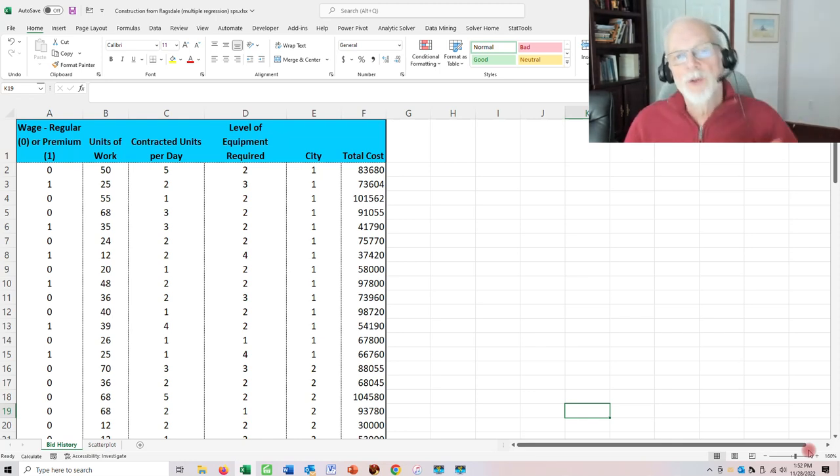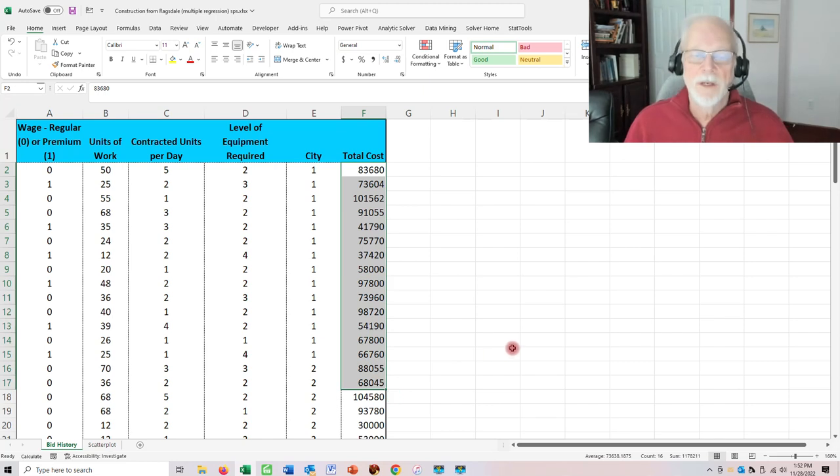We're talking about a construction company that is figuring out how much it costs to do the various jobs that it needs to do. There are about 97 of them. This is historical data on 97 jobs. And for each job, we know about 5 different pieces of input information.